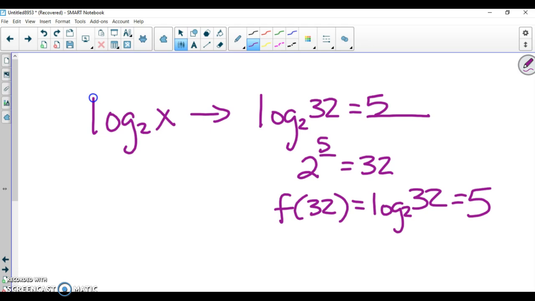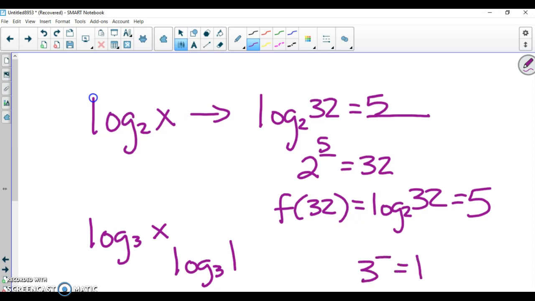So go ahead and look those over in example 1. We're going to assess part B, log base 3 of x, where we want x to equal 1. Log base 3 of 1. What we're saying is, 3 to what power is 1? Well, anything to the 0 power is 1. So we know that log base 3 of 1 is equal to 0.